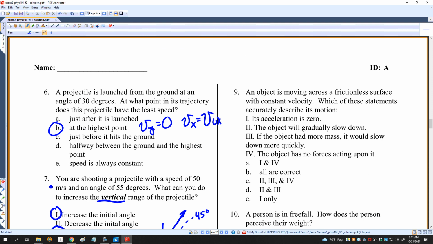Okay, so an object is moving across a frictionless surface with constant velocity. Which of these describes its motion? Well, if it's frictionless, that means the sum of the forces equals 0. That means its acceleration is 0. If there are no frictional forces, it will not slow down. If the object had more mass, it would slow down more quickly. No, in fact, if the object had more mass, it would slow down less quickly.